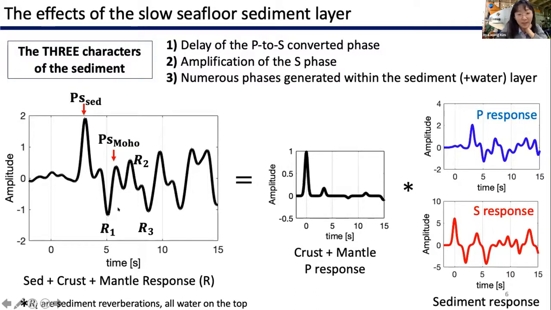You can see that the strongest positive phase is delayed from zero compared to the crust-mantle response. And there are numerous phases dominating the signal, similar to the sediment P response in the blue curve. Also, I hope you can notice the Y scale difference. There is a much larger amplitude when the sediment is included.